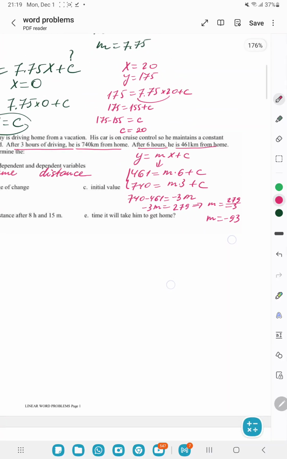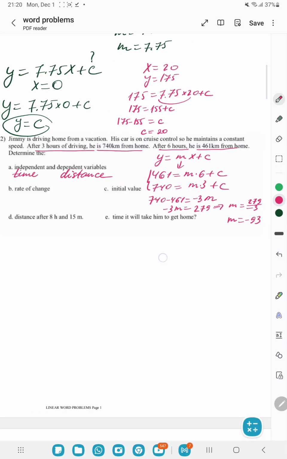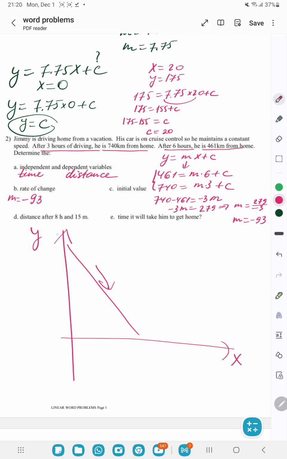So our equation will look like y equals negative 93x plus c, where negative 93 is our value for the rate of change. All right, what does it mean when m is negative? The line is decreasing, so in this question, the more time you spend, the closer you get to home. When you reach home, the distance y will be 0. The distance when you are at home will be 0, right?